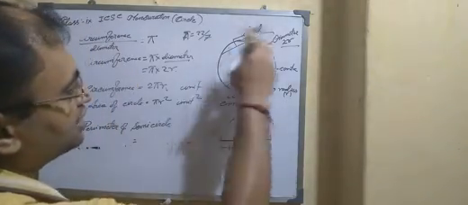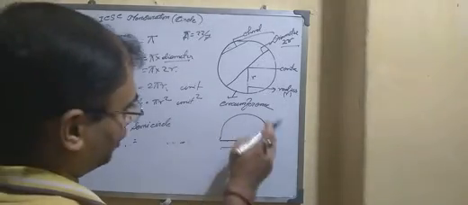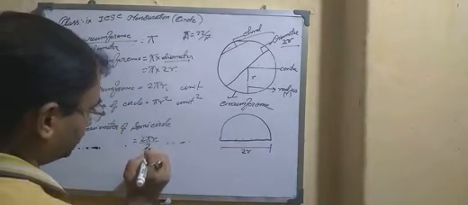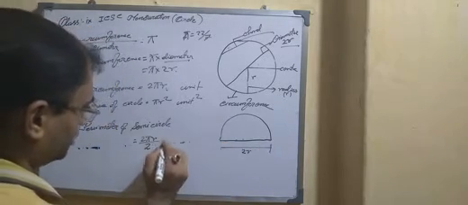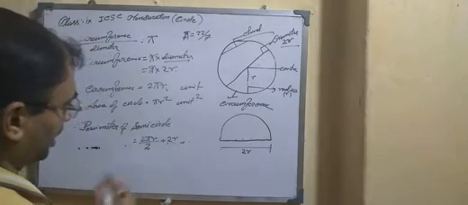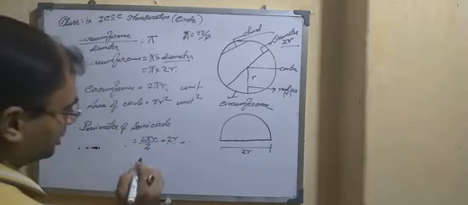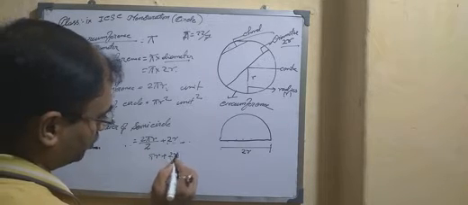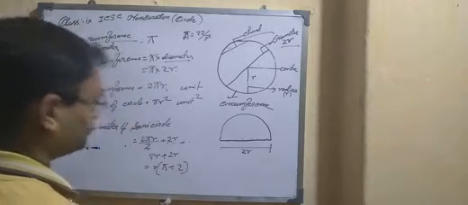The total circumference is 2 pi r. We know that is 2 pi r. That means for this case it will be 2 pi r by 2. And this portion will be added here, that is 2r. 2 pi r by 2 plus 2r. That means pi r plus 2r. We can take common r here. That means r into pi plus 2.